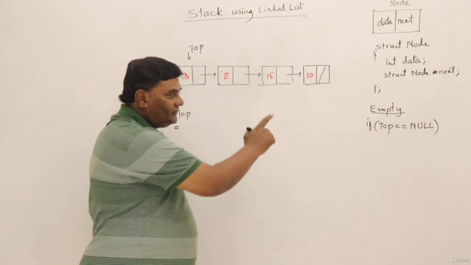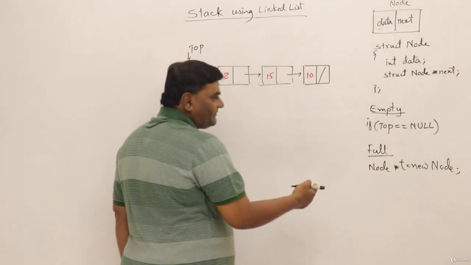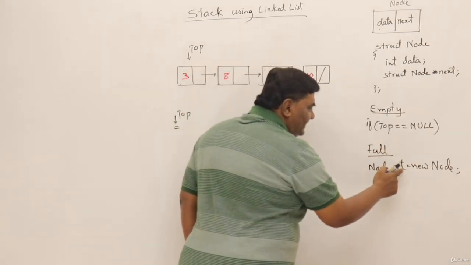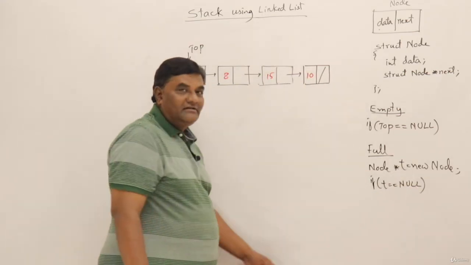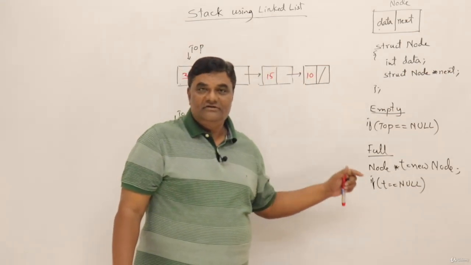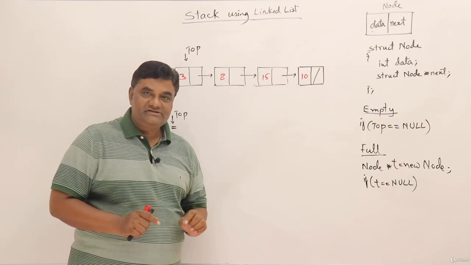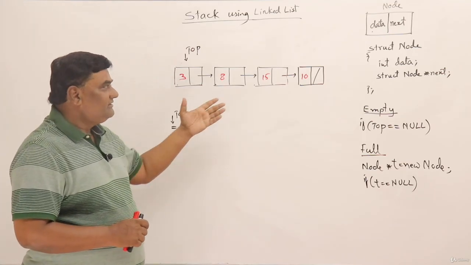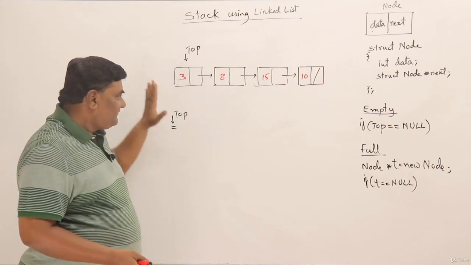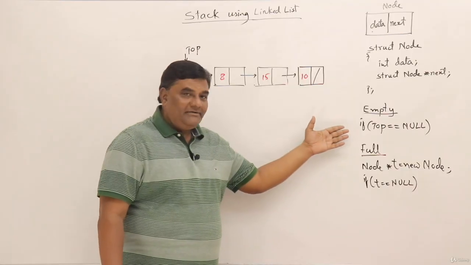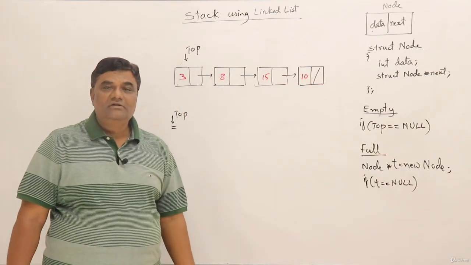So for that, I will write down the full condition here. Create a new node. If it is not created, then T will be null. If T is null, then the stack is full. So that's all about stack using linked list. How to represent, that is using the same node structure, and from which side we should insert and delete, from this side. What is the stack empty condition? What is the stack full condition?